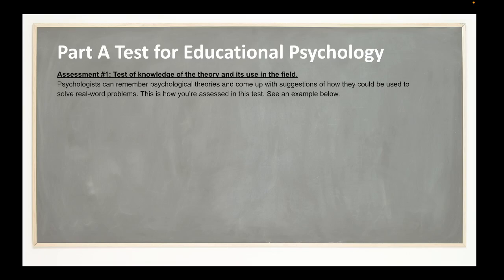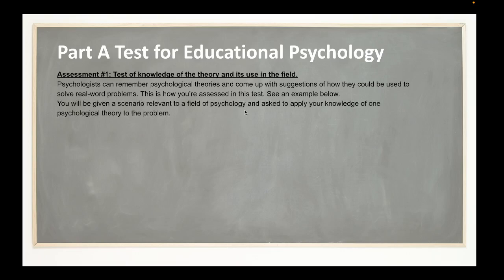Now, remember, psychologists can remember psychological theories, and they can use them to solve real-world problems. And that's the first part of this assessment. You're going to be given a scenario relevant to educational psychology or sports psychology, in this case, educational psych, and asked to apply your knowledge of one psychological theory to the problem. That's why it might be helpful to know 2 or 3, because then you can choose from your knowledge of theories the best one that fits that problem.